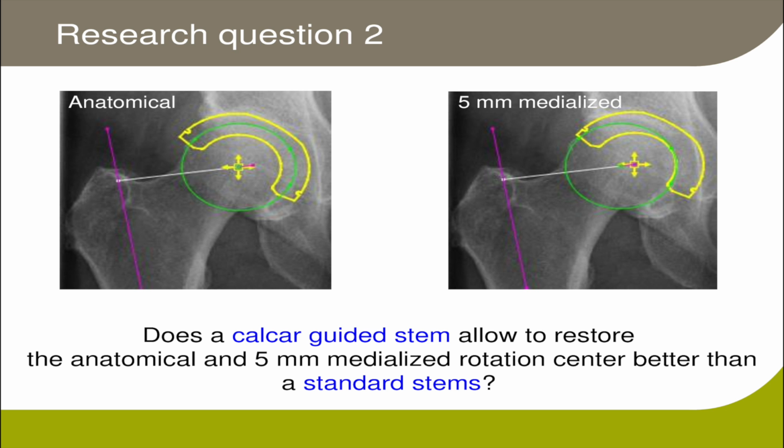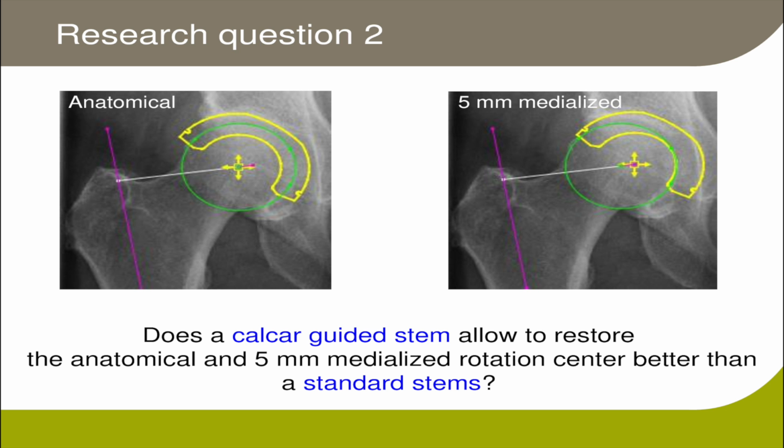The second question, and it was talked about before, is that often you end up medializing a little bit the rotation center of the acetabulum. And if you want to restore the global offset, the relation between the pelvis and the greater trochanter, you need to increase the offset of the stem a little bit, by 5 millimeters.